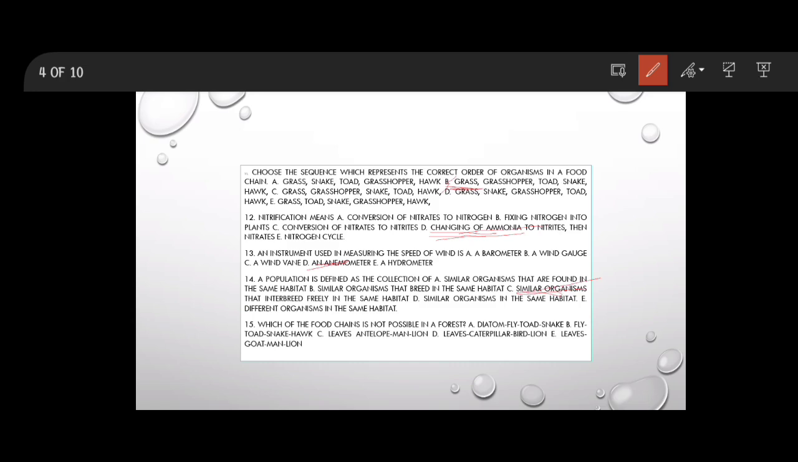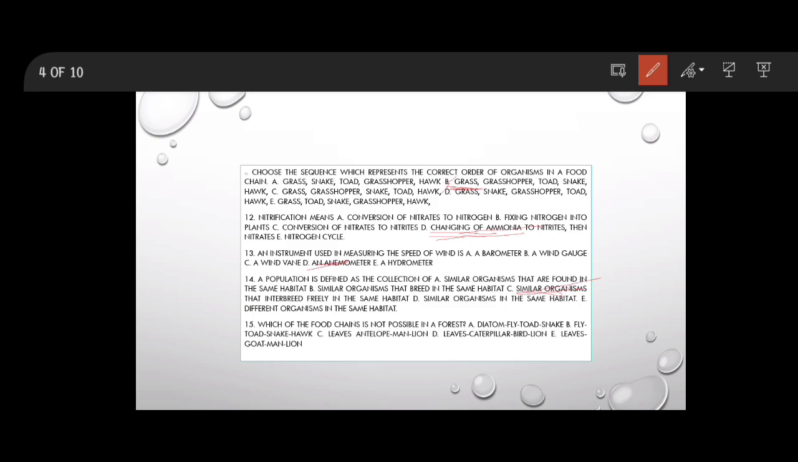Which of the food chain is not possible in a forest? Take a look at the last part. In a forest. So let's take a look at the options. We have diatom. Diatom is an aquatic plant and we are talking about a forest. So that's a what? A potential answer. Let's check the other. We have fly to toad. Then snake can feed on toad and then hawk can feed on snake. That is very possible in a what? In a forest environment.